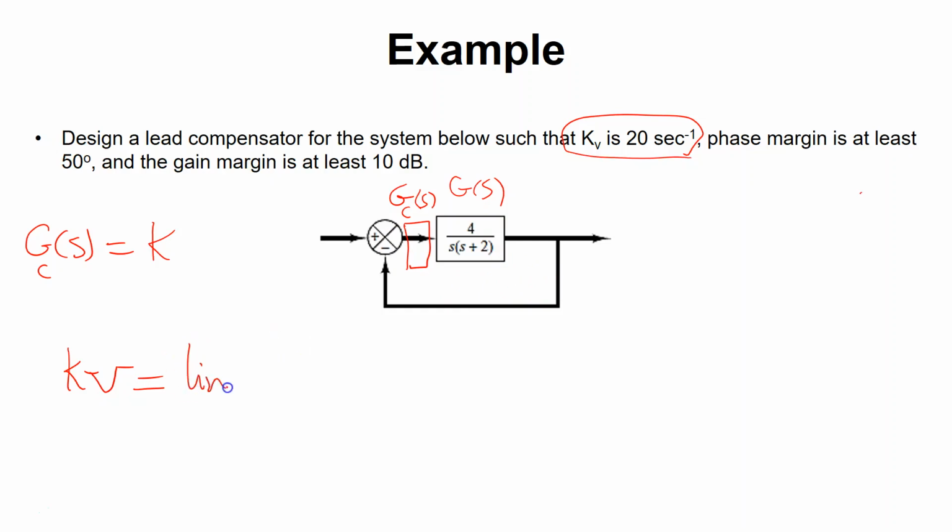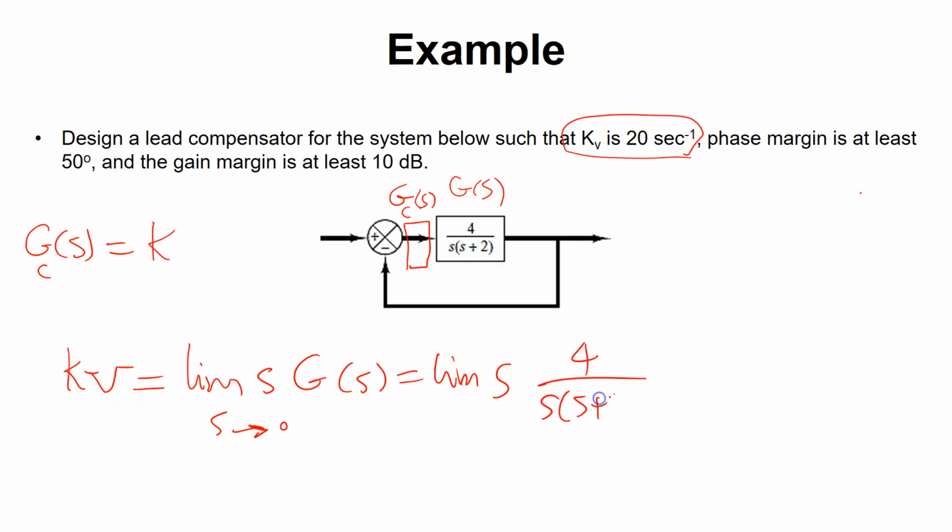Kv was the limit of S times G(S) as S goes to 0. Hopefully you still remember. So that's the limit of S times what? 4 divided by S times (S plus 2) as S goes to 0. So these two would cancel out. You're going to get 2 units. So the Kv of the system that is not compensated is 2 second inverse.